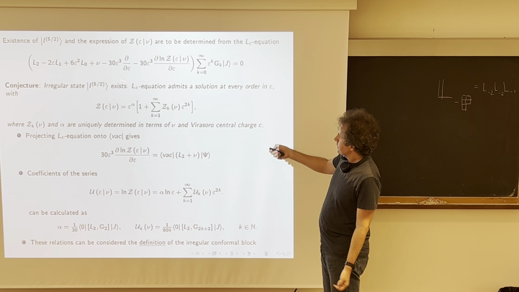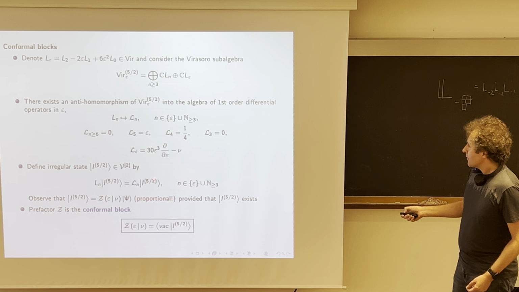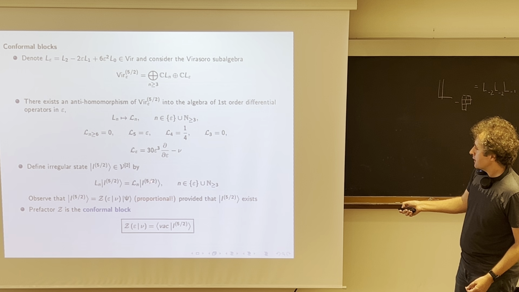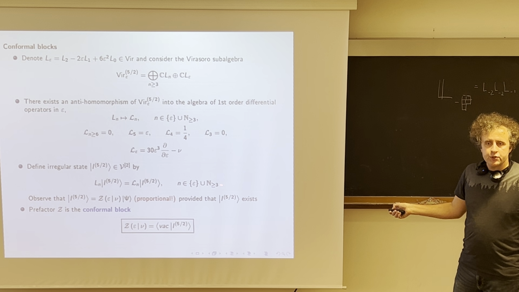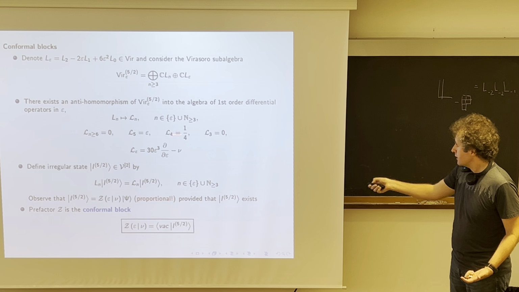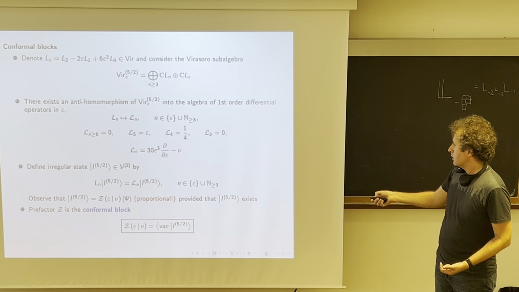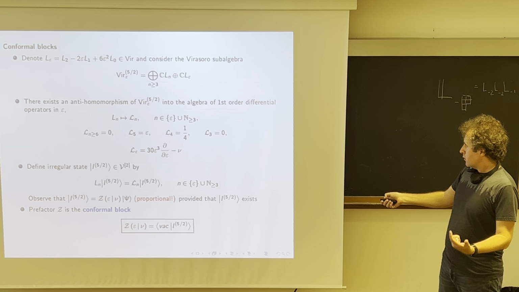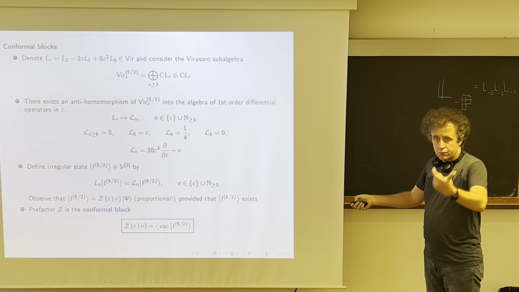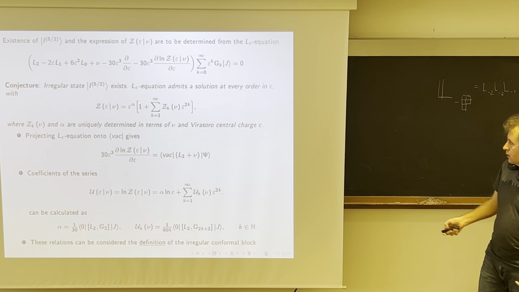So the conjecture here is, sorry, I forgot to say. As you see, the irregular state that I have introduced by this equation should be proportional to the Whittaker state I had before. So the eigenvalue conditions are exactly the same. So it can only differ from this psi by a scalar factor, which will be the conformal block itself, computed in this way.